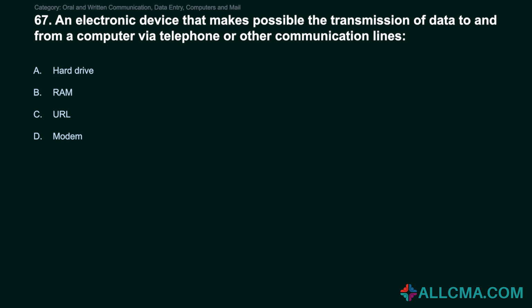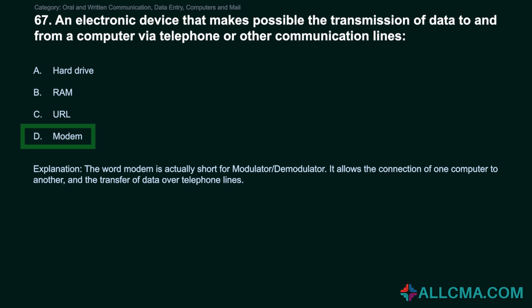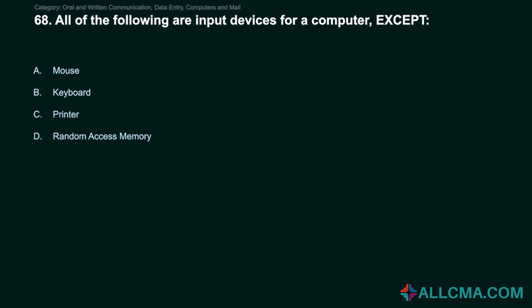67. An electronic device that makes possible the transmission of data to and from a computer via telephone or other communication lines. A. Hard drive. B. RAM. C. URL. D. Modem. Correct answer, D. Modem. The word modem is actually short for modulator/demodulator. It allows the connection of one computer to another, and the transfer of data over telephone lines.